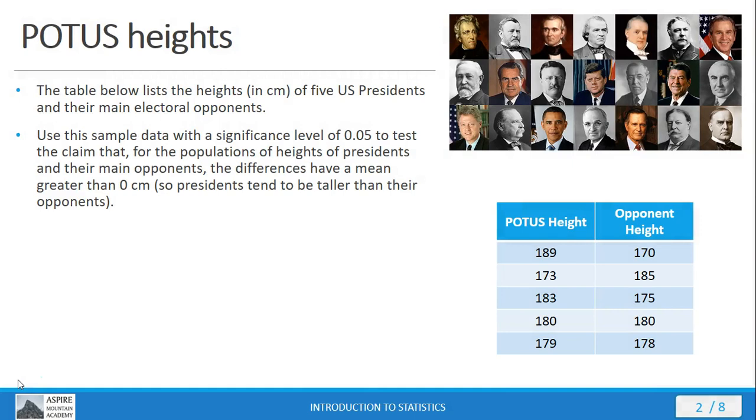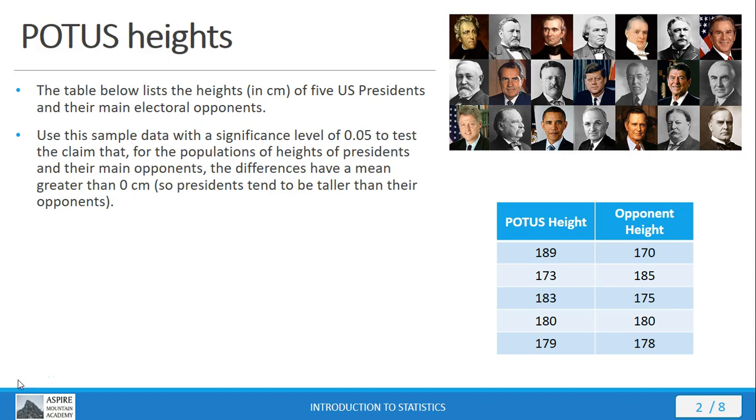To illustrate how we're going to apply the methodology that we talked about in the previous mini lecture, we're going to be looking at the heights of 5 selected U.S. presidents and their main electoral opponents. With this sample data, we're going to adopt an alpha of 5% to test the claim that for the populations of heights of presidents and their main opponents, the differences have a mean greater than 0. What the claim really means is that presidents tend to be taller than their opponents.